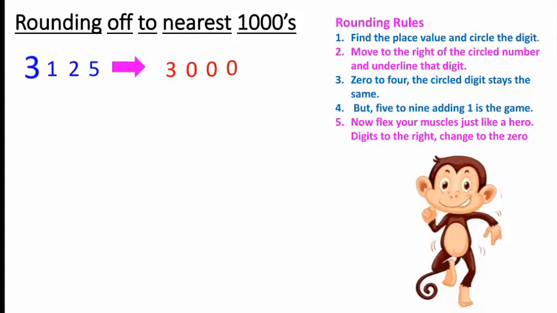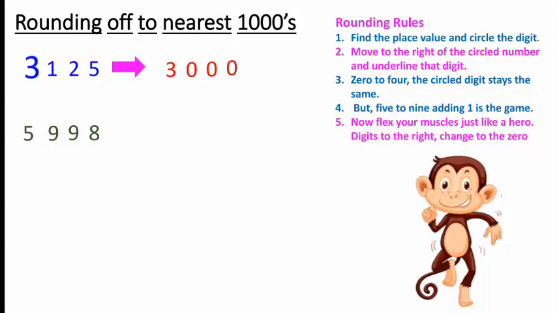Clear? So what is our rounding off? We have obtained for 3125, we have got 3000. Clear? Now come to the next number.